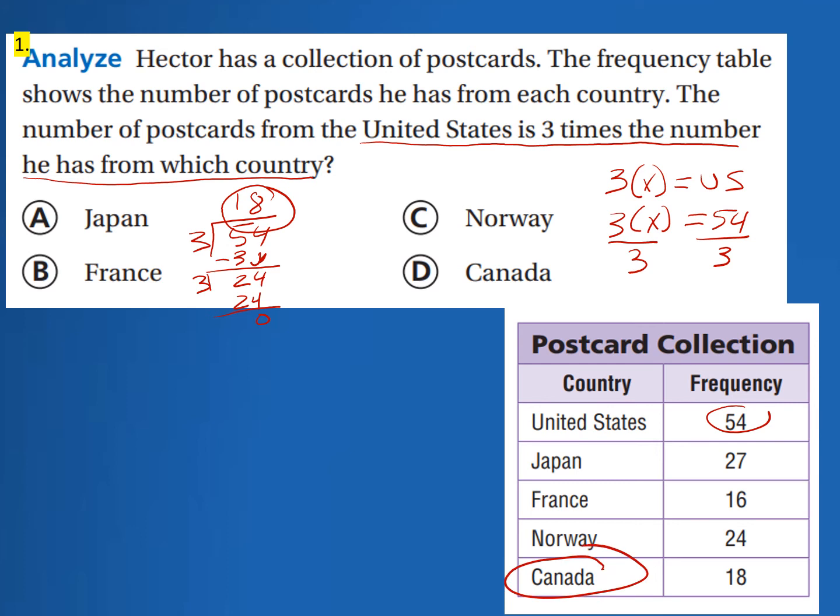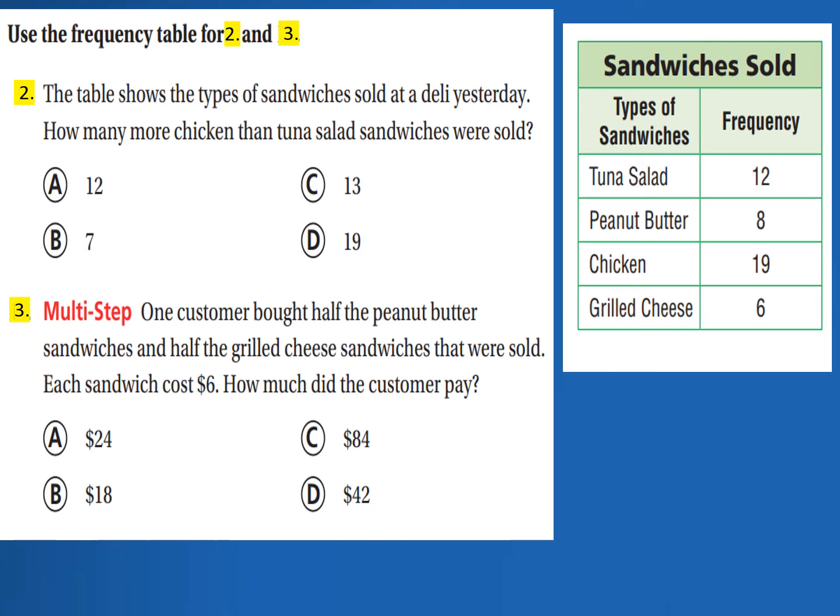All right. Let's go to question 19 here. Our next question here. So use a frequency table for 2 and 3. So the table shows the types of sandwiches sold at a deli yesterday. How many more chicken than tuna were sold? So chicken had 19, tuna had 12. How do I find more than? That's the difference. So I take 19 and subtract 12, and we get, that's right, 7 more sandwiches.